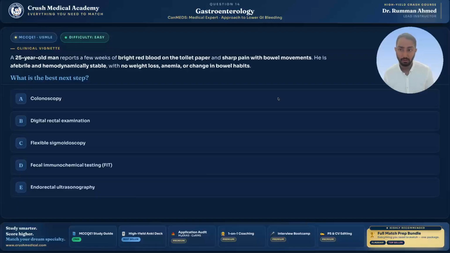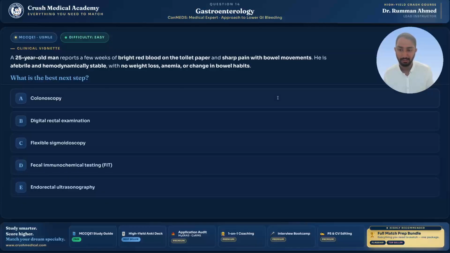So painful bowel movements and bright red blood. Outside of that, he has no fever. He's stable. It's not like he's dealing with an acute bleed and bleeding out. No weight loss, no anemia, no change in bowel habits. So right off the bat, we can say he seems relatively stable, right? So let's go through the options and see which one applies best for this patient, okay? Let's start with option E, endorectal ultrasonography.